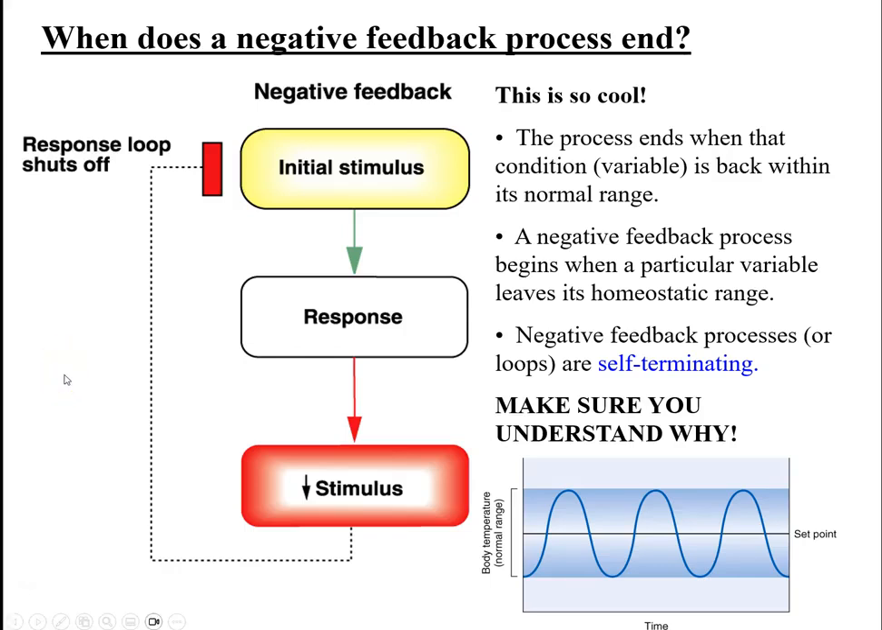So, negative feedback process endpoint. This ends when that condition is back within its normal range. But it's also still constantly being monitored, especially things that could constantly be changing, like our blood sugar levels. So the negative feedback process starts when whatever that variable, blood sugar, body temperature, leaves the range that it's supposed to be at to maintain our homeostasis, and then it is going to end or terminate when that returns back to that baseline range. So they are self-terminating. There's no external factor that really has to come in and turn them off.